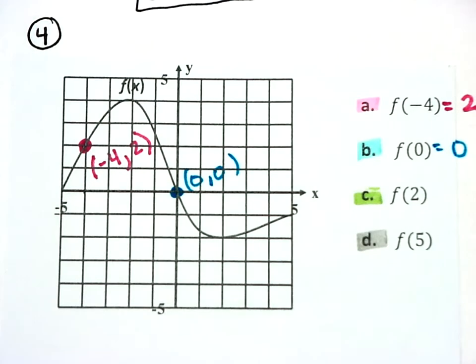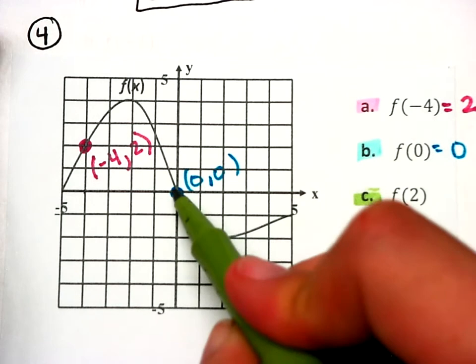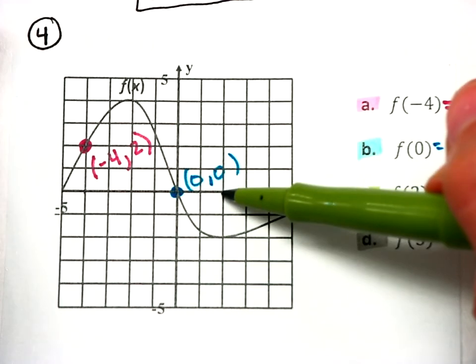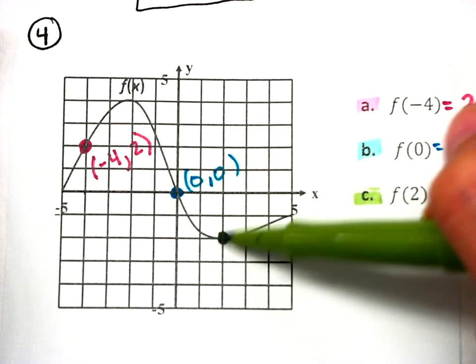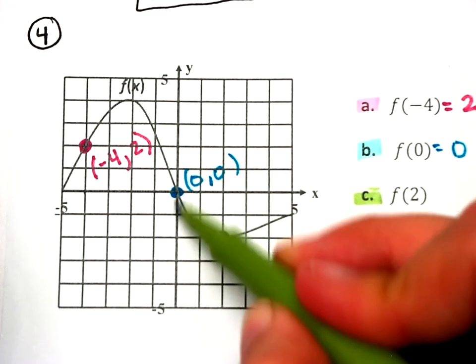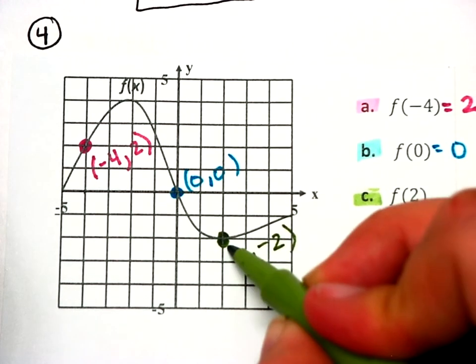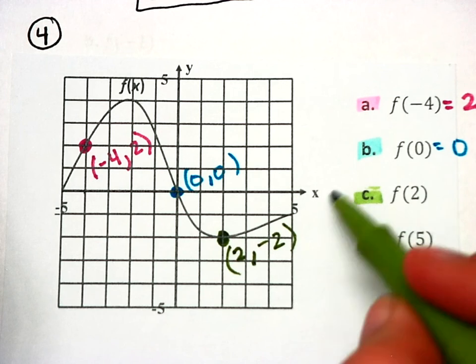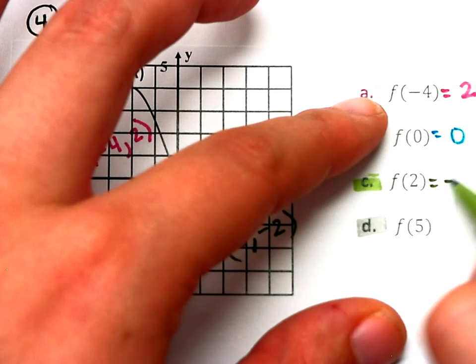All right, let's try another one, f of 2. So I'm going to look and find where x is 2. That's right here. And so I have a point down here at 2, and it looks like my y value is -2. So f of 2 equals -2.